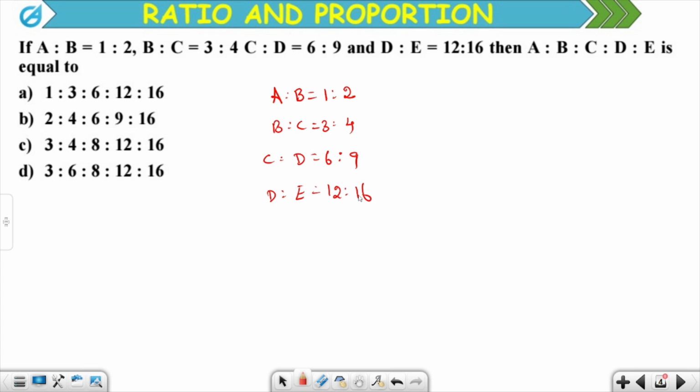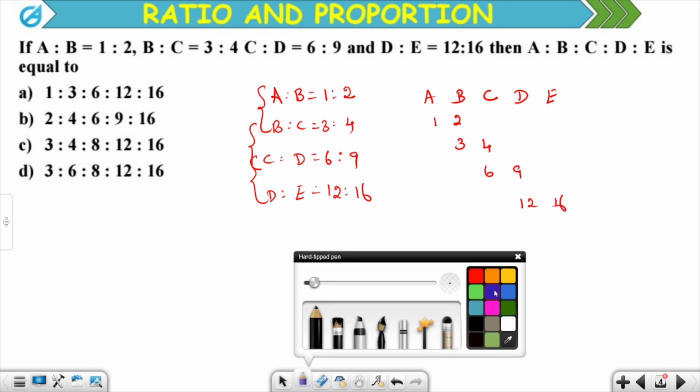So here, try our previous method. You have to check for the common variable. What is the common variable of A, B and B, C? B. So B is common for A and C. Next, what is the common variable for B, C and C, D? C. C is common for B and D. Similarly here, D is common for C and E. Now what do you have to do? A, B, 1, 2. B, C, 3, 4. C, D, 6, 9. D, E, 12 and 16.